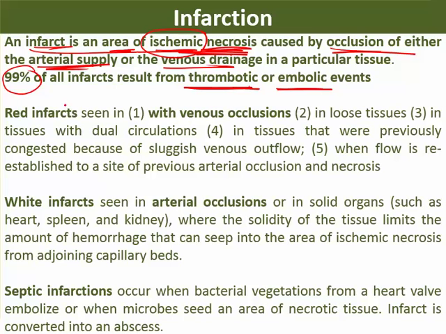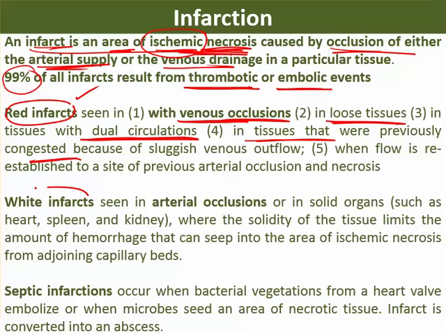So there are two types of infarction. If the infarction appears red in color, it is called red infarction. It happens in certain conditions: if there is venous occlusion, or it happens in a loose tissue like lung, or if they have dual circulation. For example, lung has two circulations. What are they? One is the pulmonary vessel, the other one is the bronchial vessel. Or if the tissue is having congestion. So these are the reasons for red infarction.